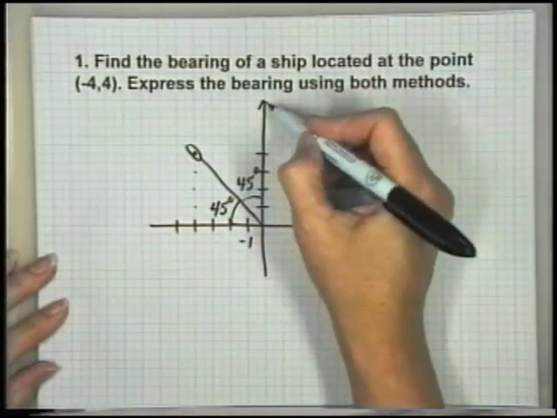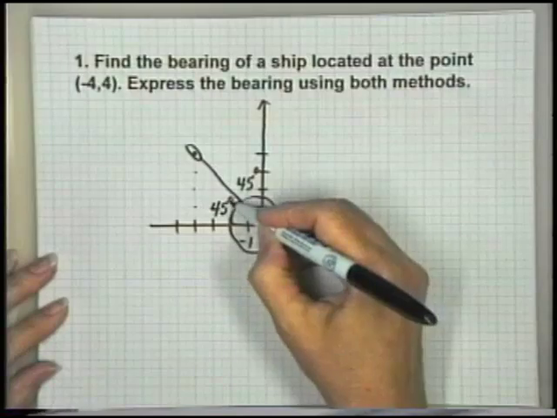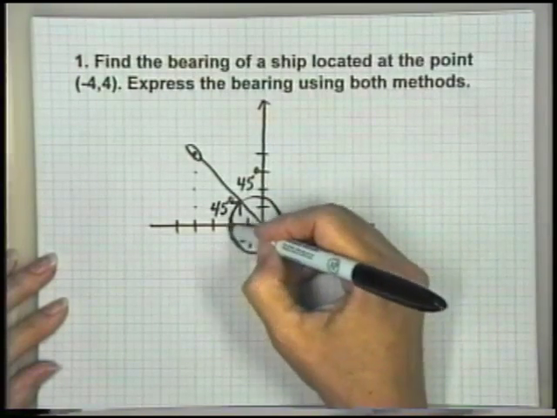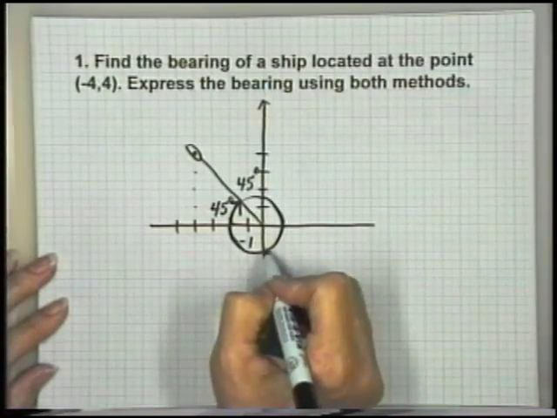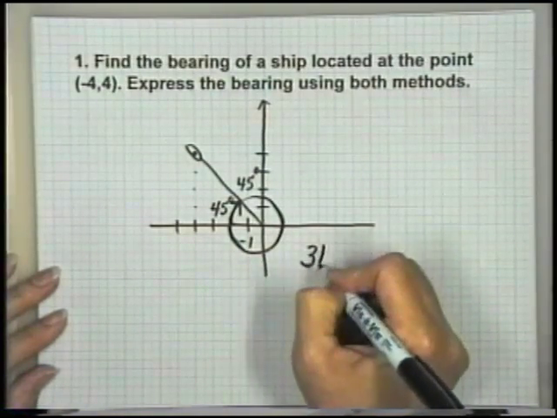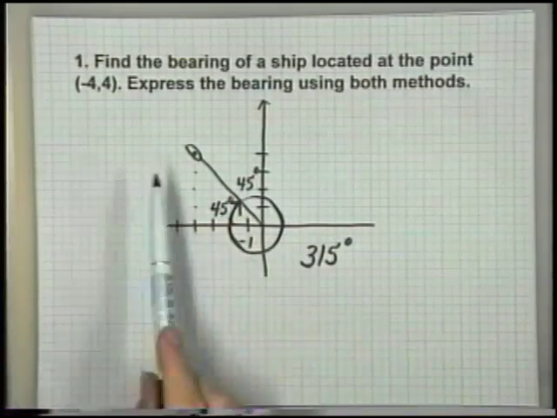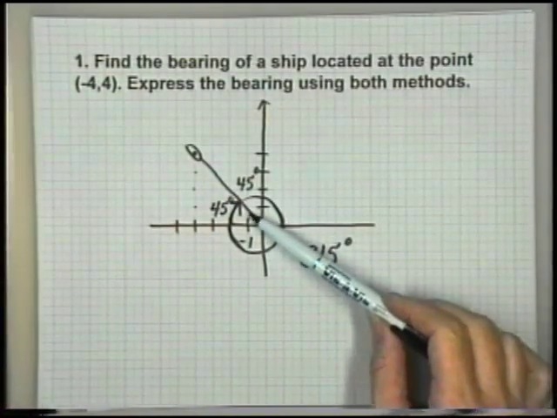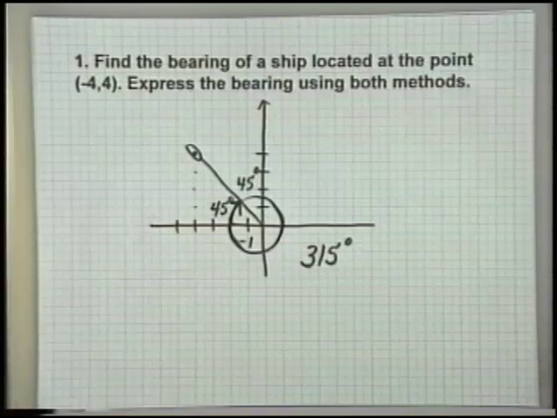which of course for the single angle type bearing we are moving in a clockwise direction from north. We need to know what this angle is, don't we? From there to there, well, of course we know that's 90 plus 90 more, which would be 180, plus 90 more, which would be 270, plus 45, which that's 315 degrees. Now, if we said that the bearing of the ship was 315 degrees, then it would mean that it was headed out in this direction and it was somewhere on this line. Specifically, they told us it was at (-4, 4).